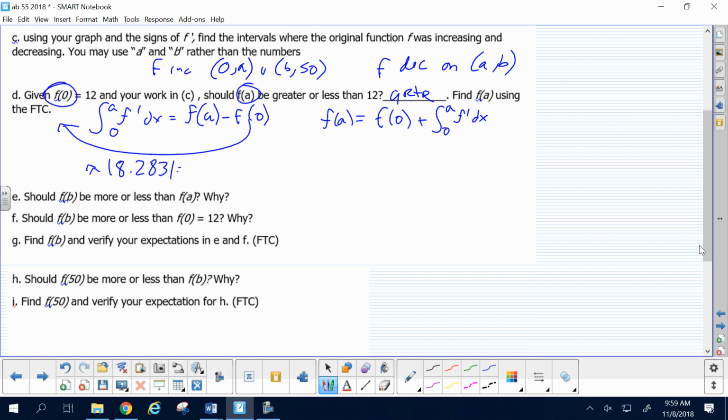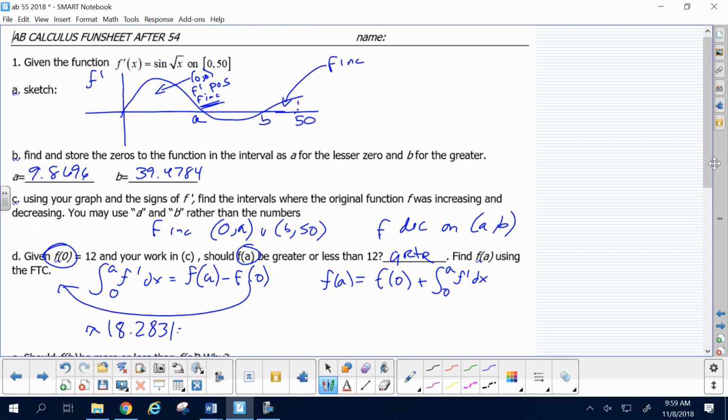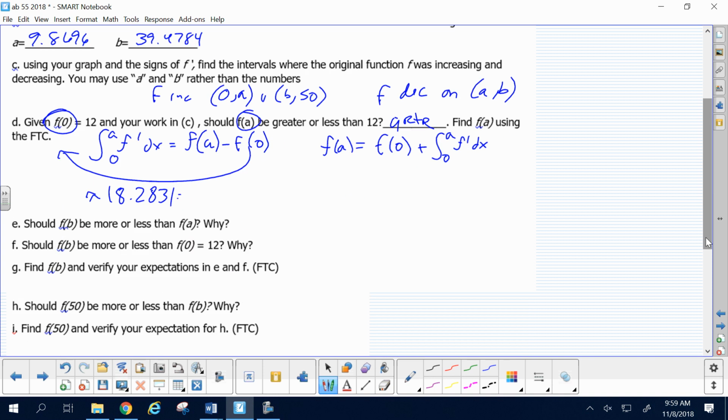Should f at b be more or less than f at a? What do you think? Yeah, less. Because f prime is negative, f is decreasing from a to b. So you would say f at b is less than f at a, because f is decreasing on the interval from a to b.